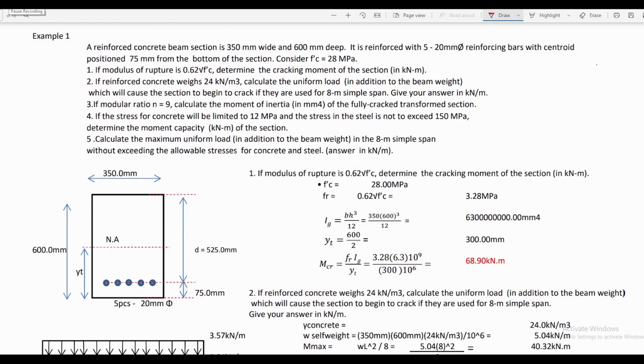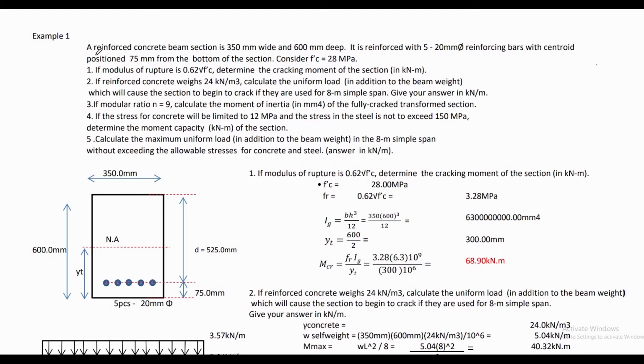We will begin to solve illustrative problems to understand the first two stages a reinforced concrete beam undergoes before it reaches its ultimate strength. So here is the problem. A reinforced concrete beam section is 350 mm wide and 600 mm deep. It is reinforced with 5 20-mm diameter reinforcing bars.